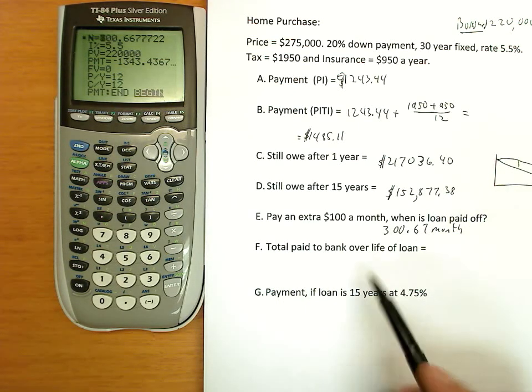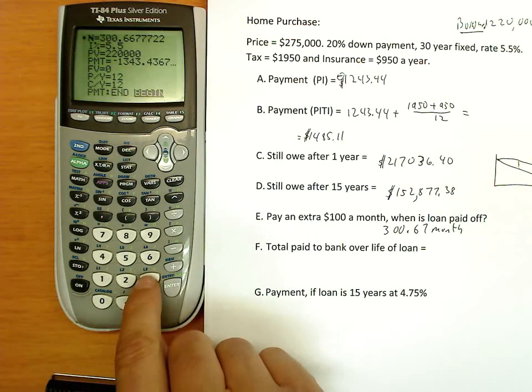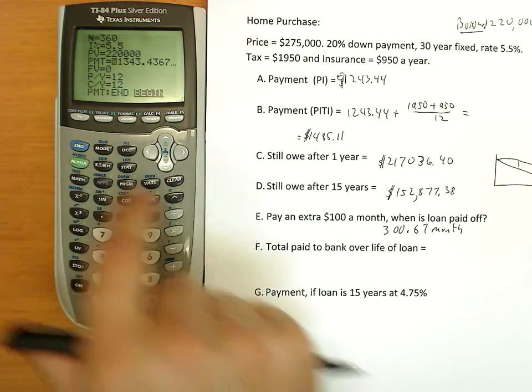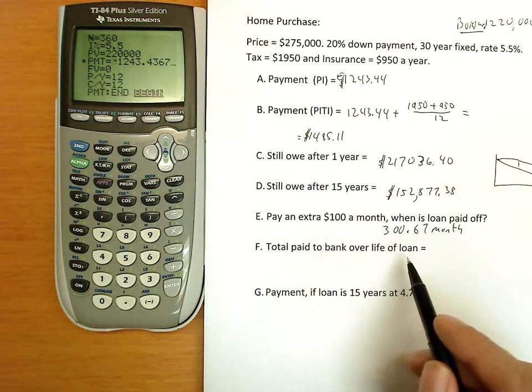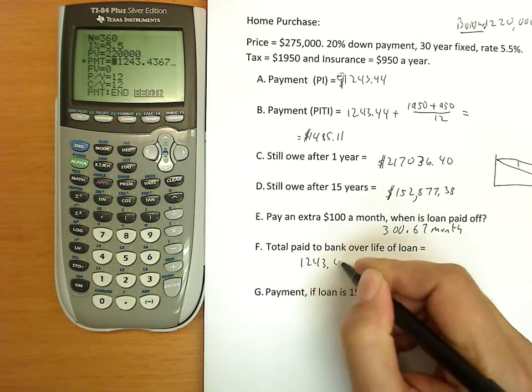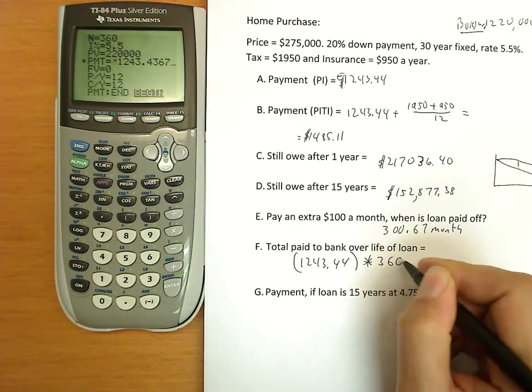Total paid to bank over life of loan. So that's the original loan. So I'm going to go back and resolve this again. 360, everything back. Make sure that everything's in agreement. 1243, it is. Total paid to bank over life of loan. Actually, I didn't need to do that. All I need to do is take my 1243.44, my checks, times, I make 360 of those checks.